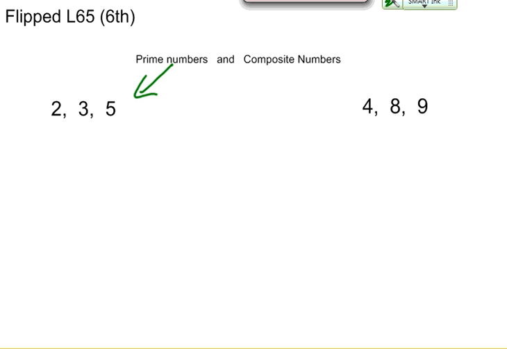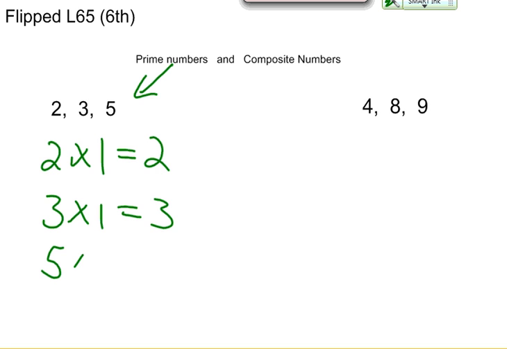Prime numbers are numbers that can only be multiplied by one. That's the only factor when it comes to those numbers. And these are just a few examples. So composite numbers are going to be the opposite. They're going to be numbers that have many factors that allow you to create these, right?